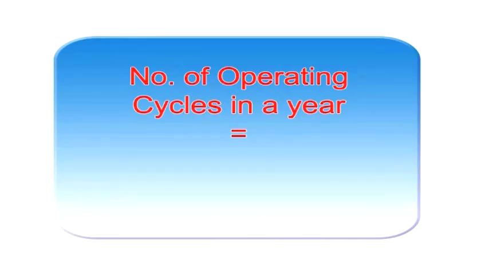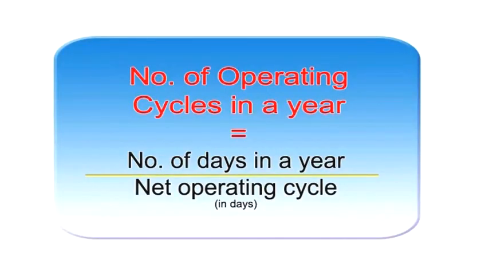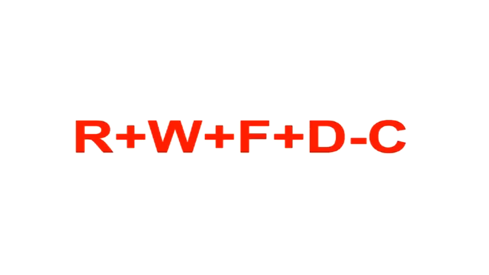Now, we have to compute the number of cycles, that is how many times this operating cycle has to be run. Its formula is number of days in a year divided by the net operating cycle, as computed using the equation R plus W plus F plus D minus C.